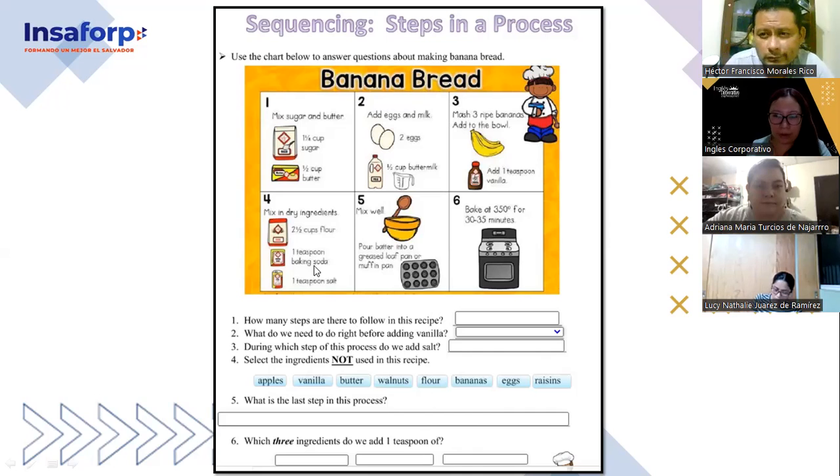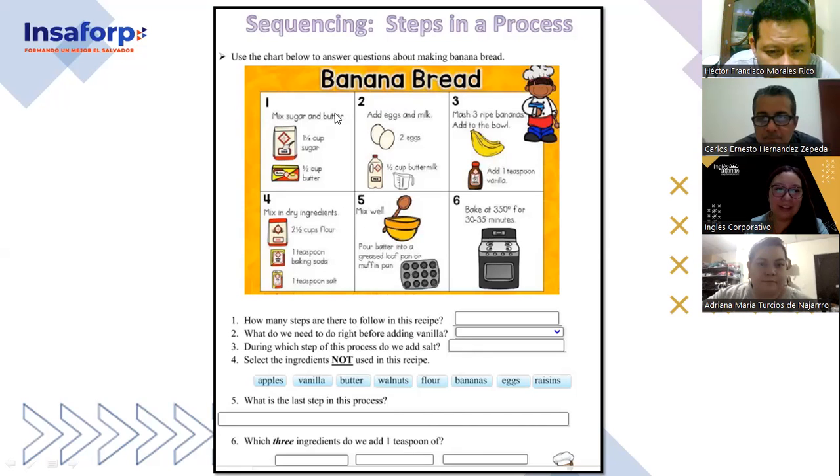The questions are pretty easy, if you notice. Si se fijan, las preguntas están bastante decentes. Vamos a iniciar. Hector Francisco, you will be number one. Carlos Ernesto, you will be number two. Faltan cuatro voluntarios más, veamos. I'm giving you the chance to raise your hand.